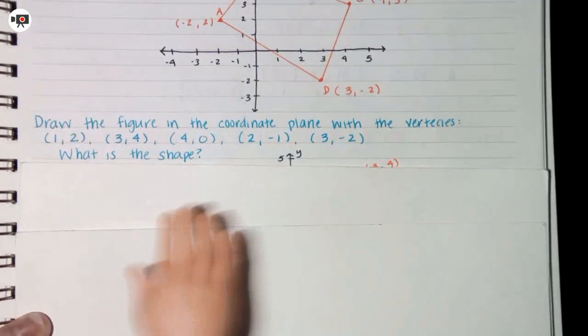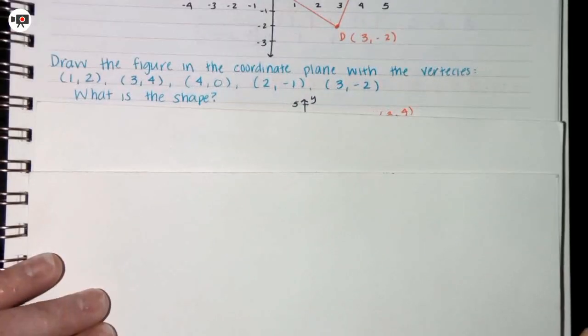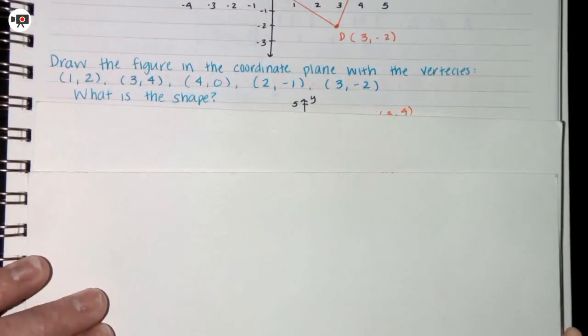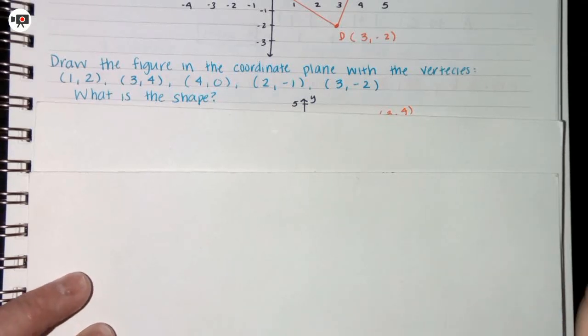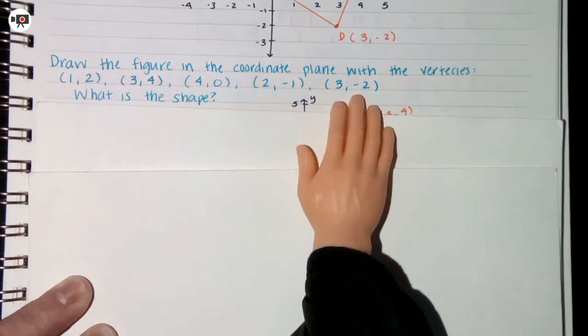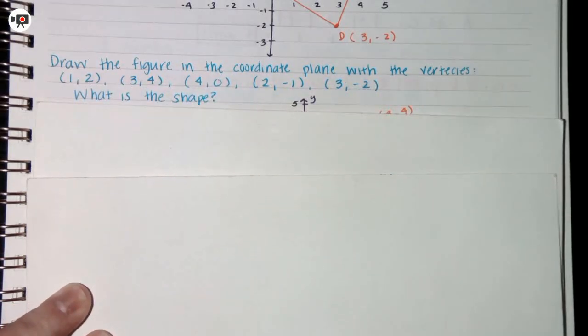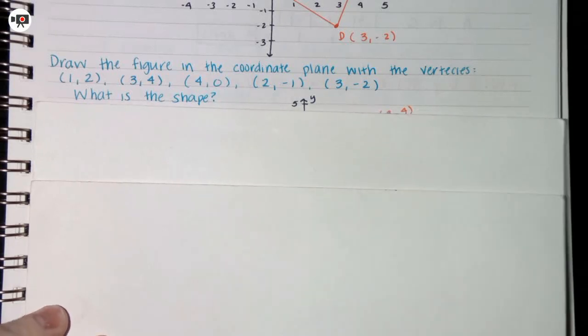We have another figure that we are going to plot with these vertices. And what kind of shape is it? A trick to know what kind of shape, how many sides it's going to have, is based on how many vertices it has. So it has 1, 2, 3, 4, 5 vertices, and I know that the vertices is going to match the number of sides. So since it has 5 vertices, it's going to have 5 sides, so it should be a pentagon. What type of pentagon? We don't know yet.